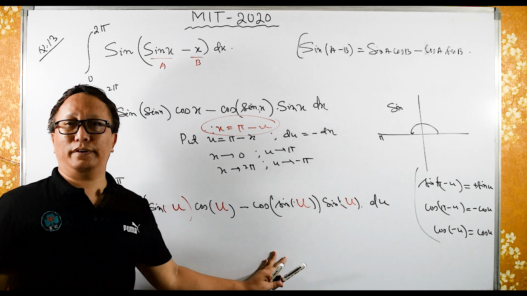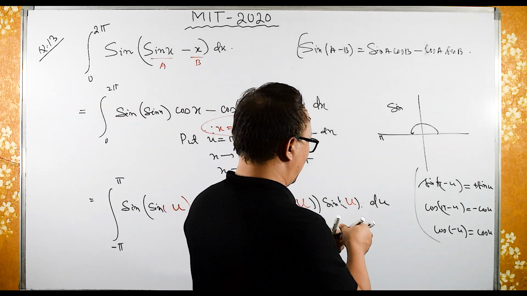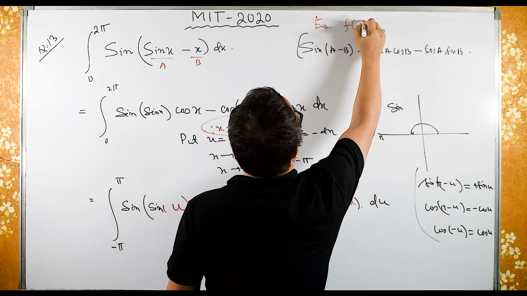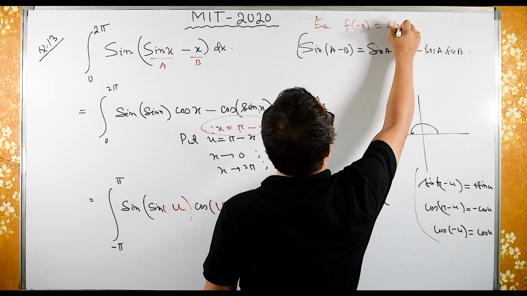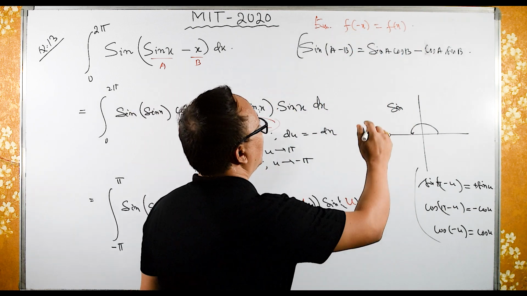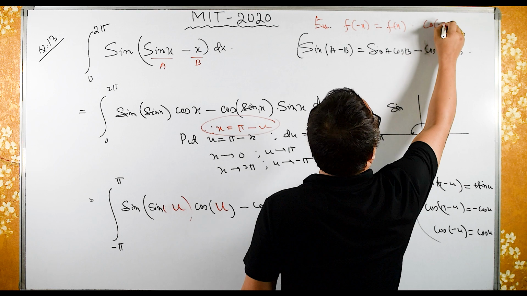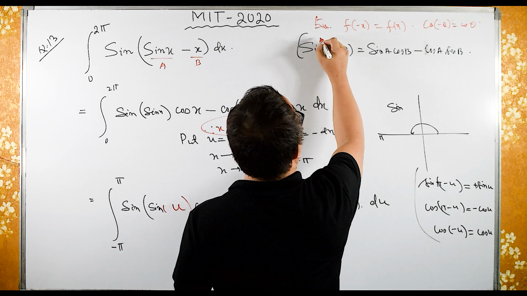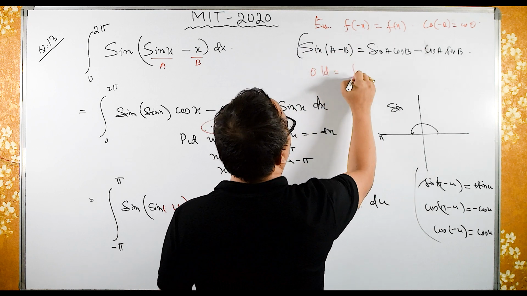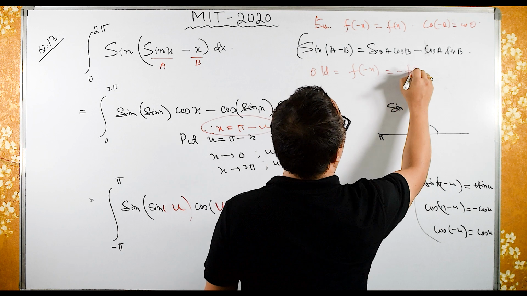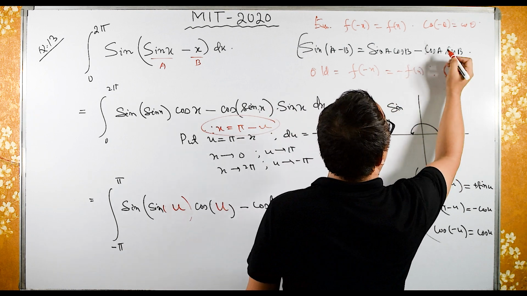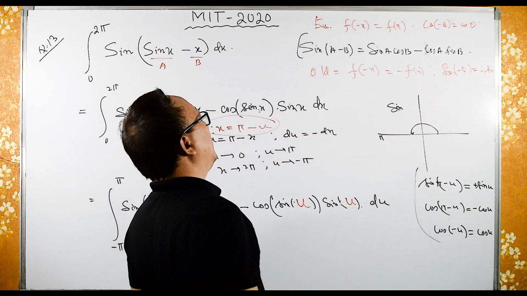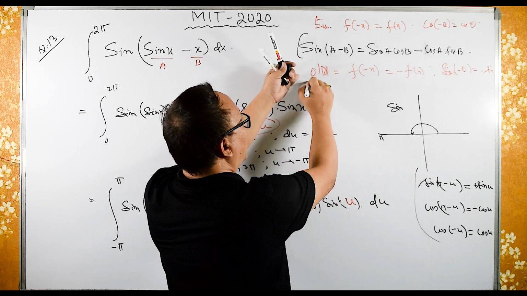Now we have the concept of even and odd functions. What is an even function? What is an odd function? An even function means if f of minus x equals f of x. For example, cos of minus theta is the same as cos of theta. An odd function means if f of minus x equals minus f of x. For example, sine of minus theta equals minus sine theta.